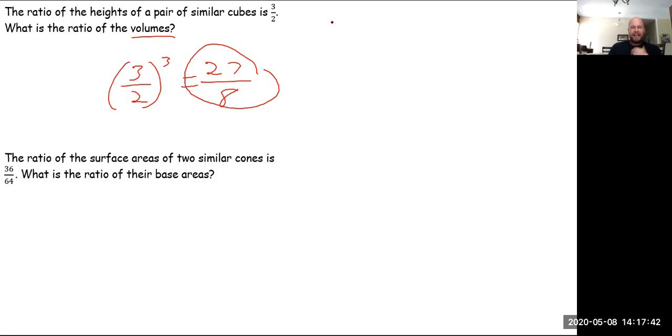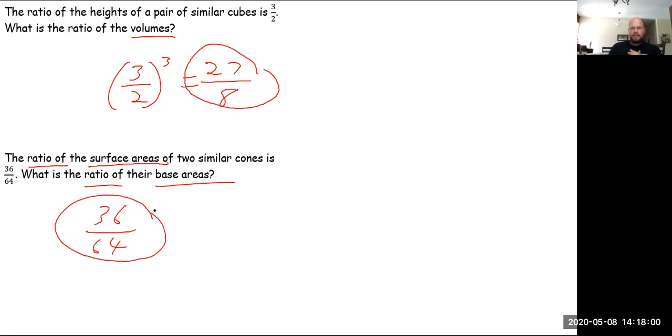or actually in this case, we don't have to do any work on this, because if we notice, surface area is what they're giving us. So ratio of the surface area, they want ratio of the bases. On this one, it's going to be the same thing, 36/64. That's our answer. It's the same thing because both of these are in square units, so it remains the same.